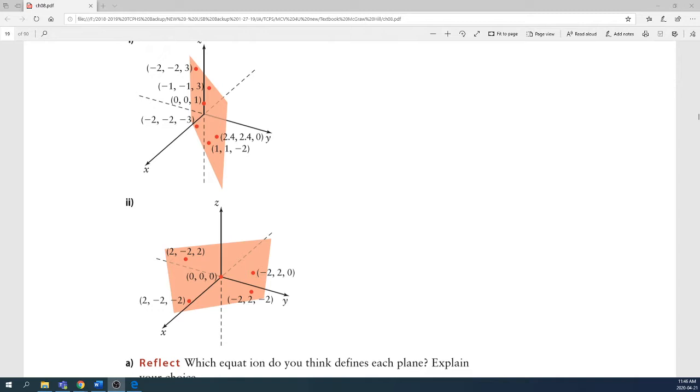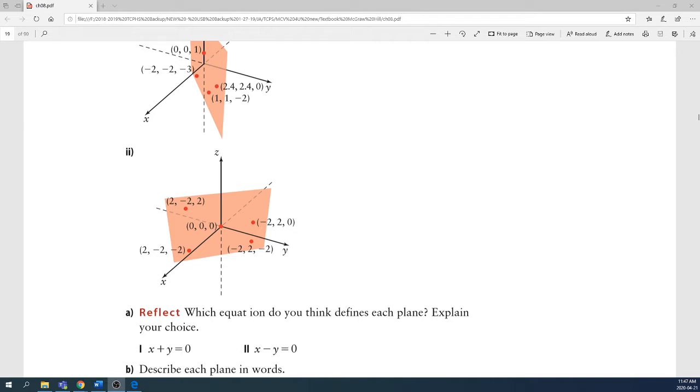If you look at part II, it's similar yet a little different. 2, -2, 2, 0, 0, 0, -2, 2, 0, -2, 2, -2. This one might be a little bit harder to see, but if you take a close look, the x and y values are the same magnitude but opposite sign, and the z value just happens to be different. So even though the z values are always 2, -2, or 0, that's not really relevant here. It's just that the x and y values are always negatives of each other. You could have a z value somewhere completely different.